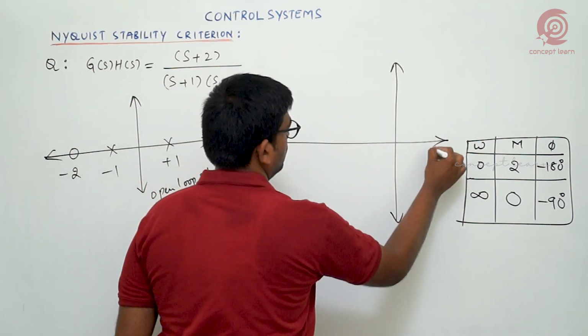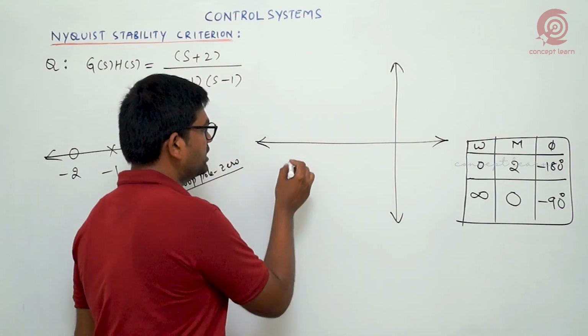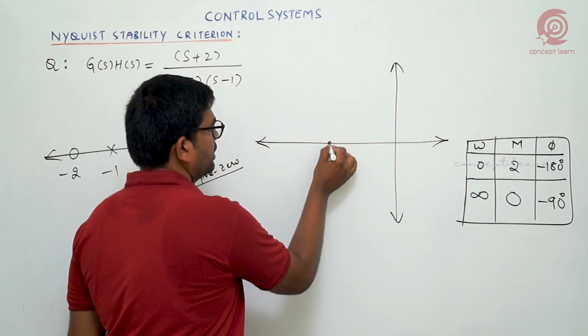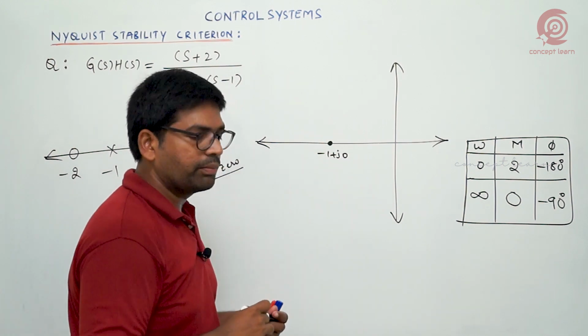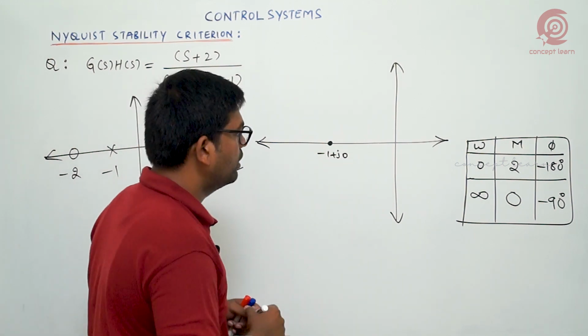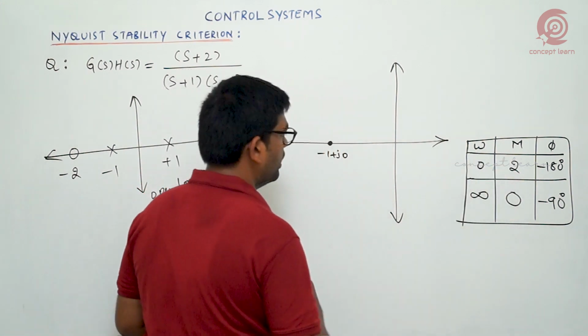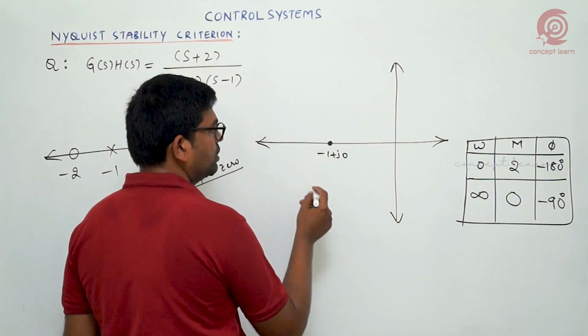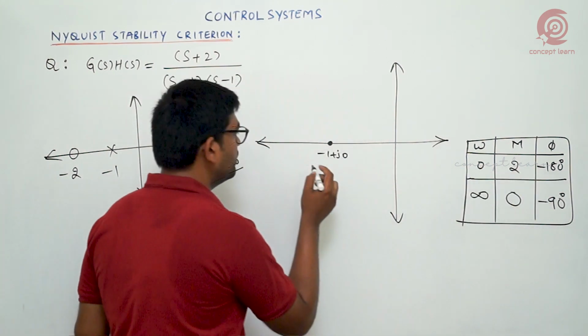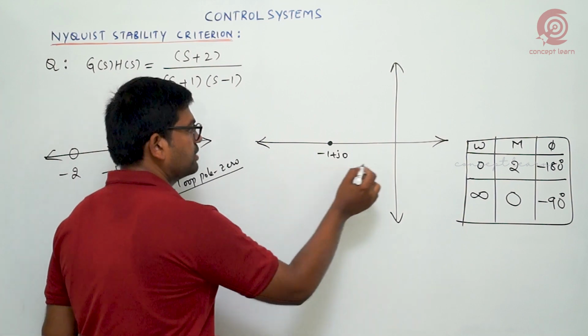Okay. So this is with respect to what? Minus 1 plus j0. It means we are mapping all the S-plane points towards the G(s) plane. This result will give the S1 path. So omega is 0, means what is the magnitude we got? 2. 2 at an angle of minus 180 means definitely it is on the negative real axis.